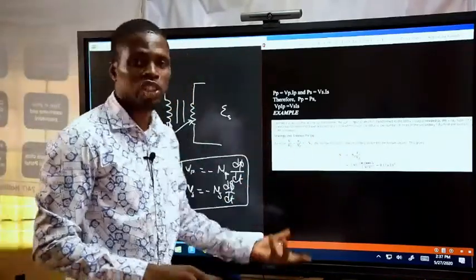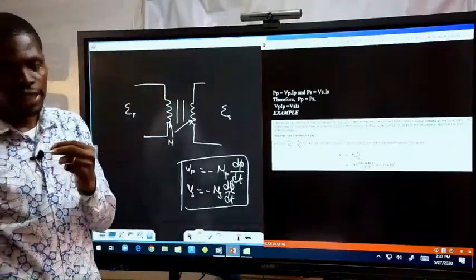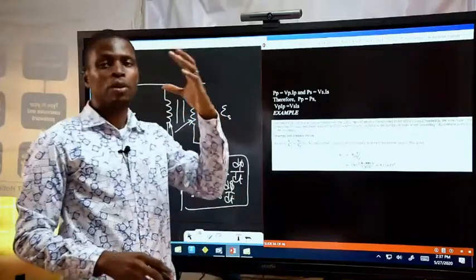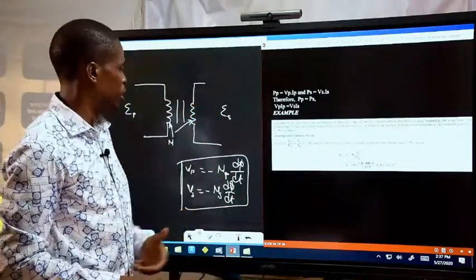The X-ray machine also makes use of a transformer because it steps up the voltage to a very high voltage so that X-rays can be produced.